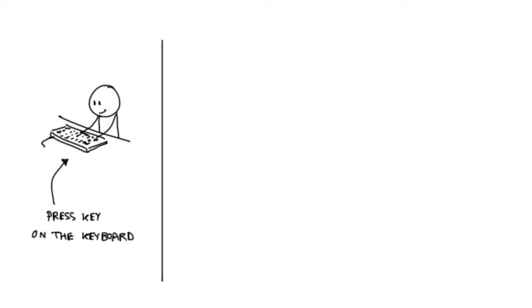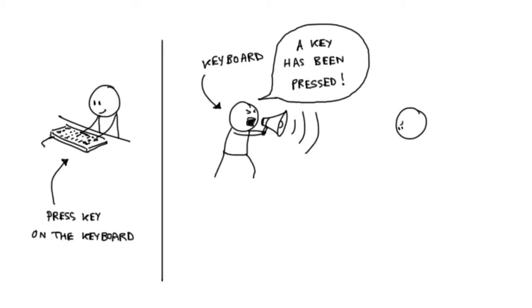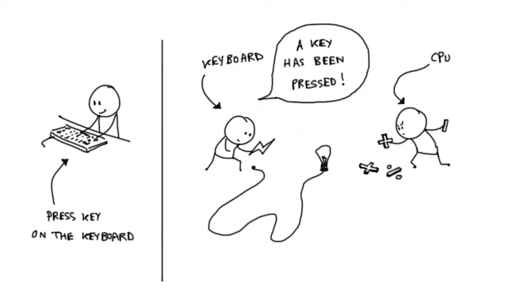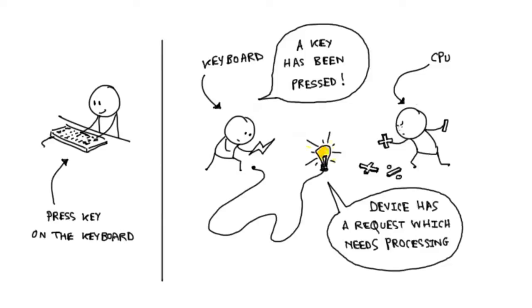When we press a key on the keyboard, the keyboard wants to tell the CPU that a key has been pressed, but the CPU is already busy doing something else. So the keyboard places a voltage on the IRQ line assigned to it, and this voltage serves as a signal to the CPU that the device has a request which needs processing.